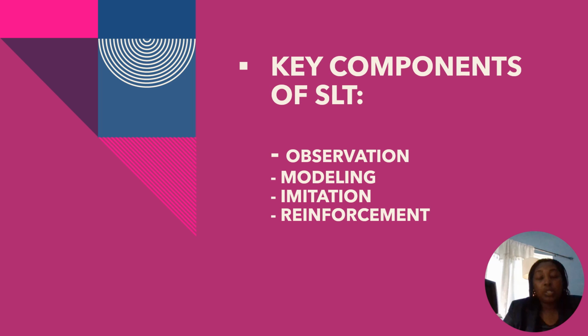The key components of social learning theory are observation, modeling, imitation, and reinforcement. Observation speaks to learning that occurs through observing others' behaviors and attitudes, while modeling speaks to how observing others influences behavior. Imitation speaks to learners imitating observed behavior, and reinforcement speaks to how rewards or punishments influence behavior adoption.